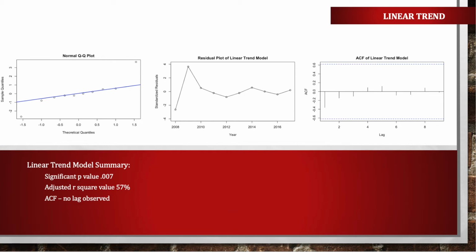After all these tests and summarization, we decided that the linear trend model is the best fit for this data because we found a smaller significant p-value of 0.007 for this trend, which was 0.03 for the quadratic trend. The adjusted R-square value was 57%, which was 50% for the quadratic model. So we decided that the linear trend model is the best fit.